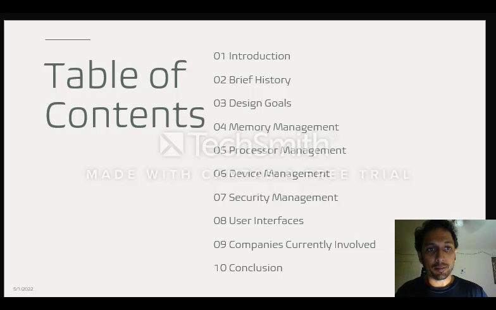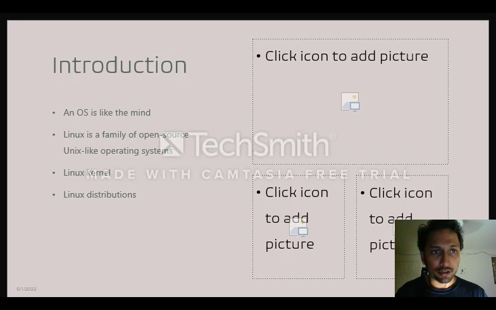To begin, I'll give a brief roadmap of the table of contents. There's the introduction, a history, the design goals, the different types of management, user interface, companies currently involved with Linux, and lastly, the conclusion.